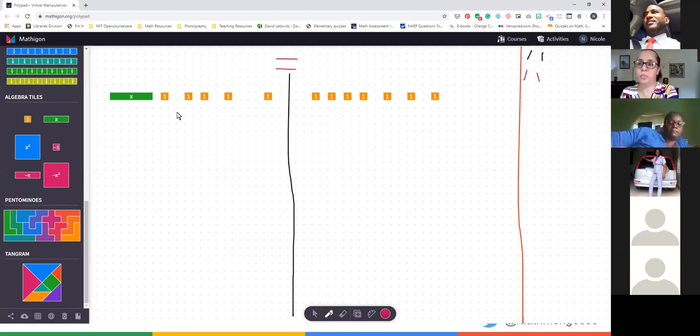All right, so we have x + 5 = 7, represented here by the tiles. Now, our goal is to get x to be by itself, to get the variable to be by itself. What would I need to do to get x? Is there anything that I can do on this side to get rid of these five here?